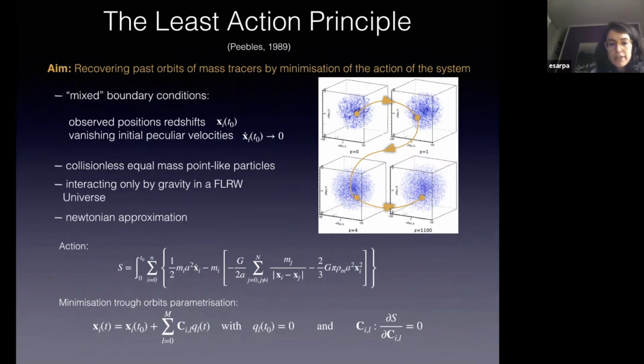Moreover, our action of the system is describing the interaction of collisionless equal mass point-like particles interacting only by gravity in an expanding universe. And since we are only interested in very large scales, we can use the Newtonian approximation. The minimization of the action is carried out by expanding the orbits of each galaxy on a series of orthogonal polynomials and finding the sets of coefficients to define this function that stationarize the action.